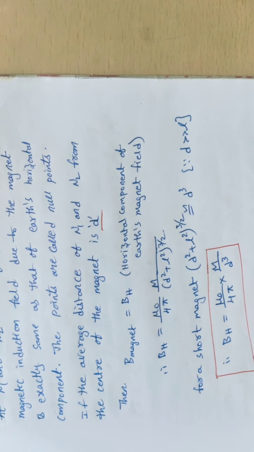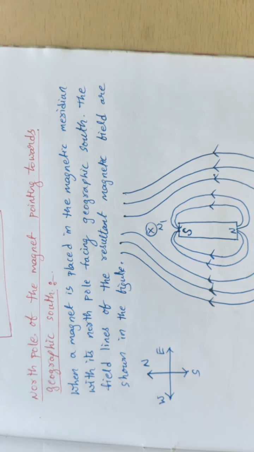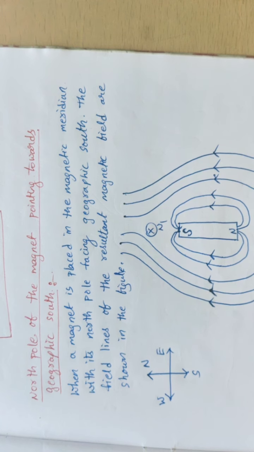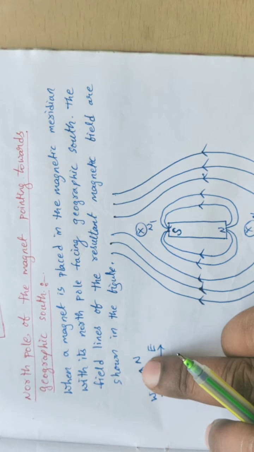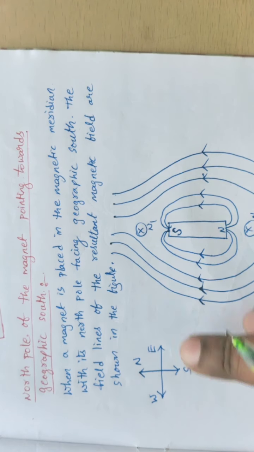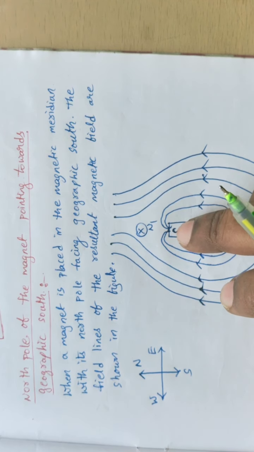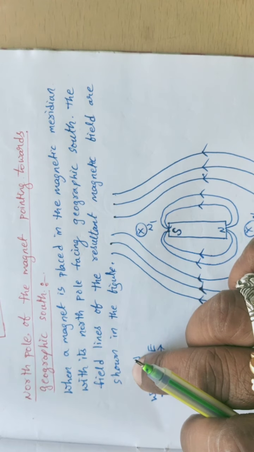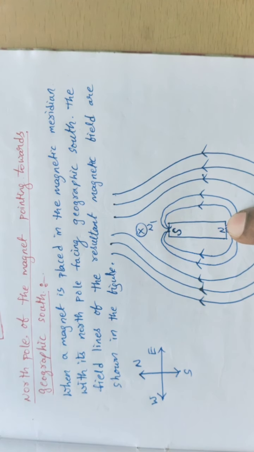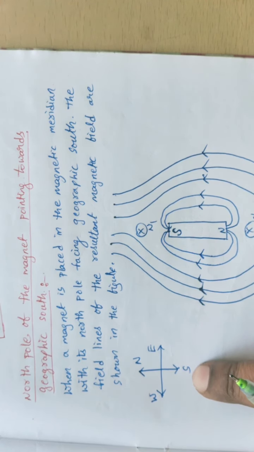Okay students, a few more cases also we will discuss now. Clearly observe, this is one more case, students. The north pole of the magnet is pointing towards geographical south. Observe carefully, this is geographical north and this one is geographical south, but this is the magnet's south pole and this one is the magnet's north pole. So here the south pole of the magnet is facing the geographical north and the north pole of the magnet is facing towards the geographical south.